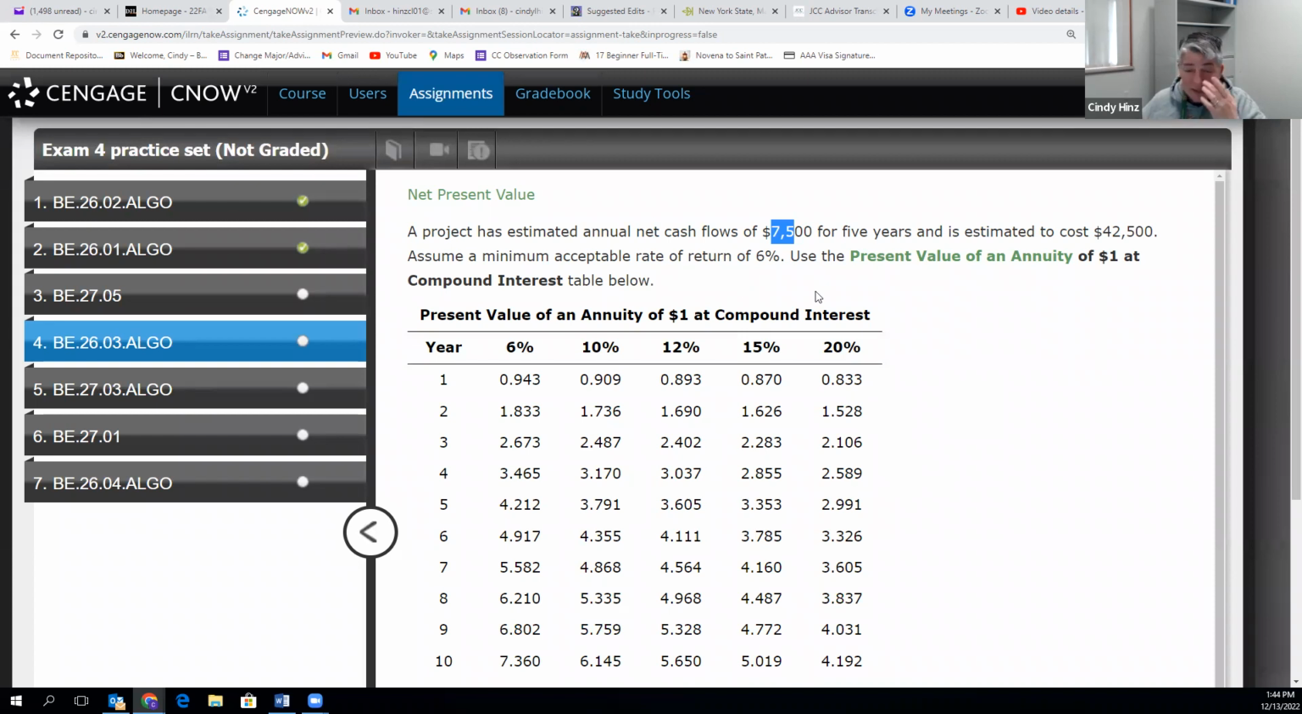The company must set an acceptable rate of return. And as we discussed in class, that's usually based on some version of the weighted average cost of capital. And this company has set that minimum at 6%, which is pretty low. That's probably not very realistic. But in the table, we go to the column with the 6% at the top, and we go down the column until we get to the number of periods that corresponds with our project. So the factor from the table you can see is 4.212.